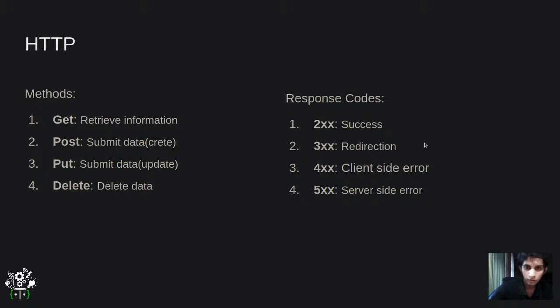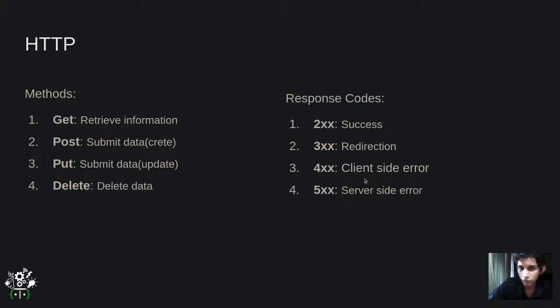A 300 code means your request was redirected. Let's say you sent a request to a server and apparently that server is down, and some other server has taken over. This server would redirect your request to another server. So that's a redirection response.